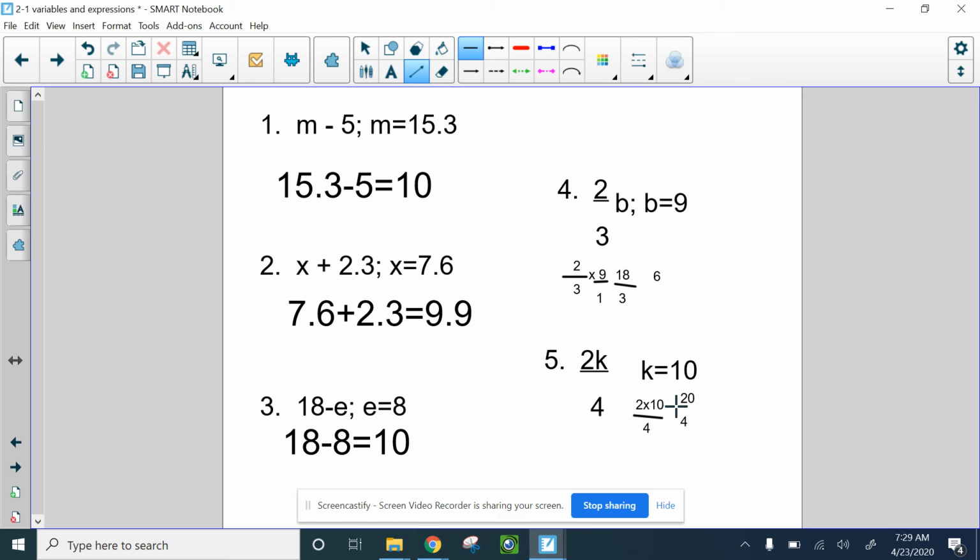Now remember what we learned in algebra, that a fraction bar is actually like a division symbol. So now I need to do, well, what is 20 divided by 4? Well, 20 divided by 4 is 5. So my final solution would be that this would equal 5.